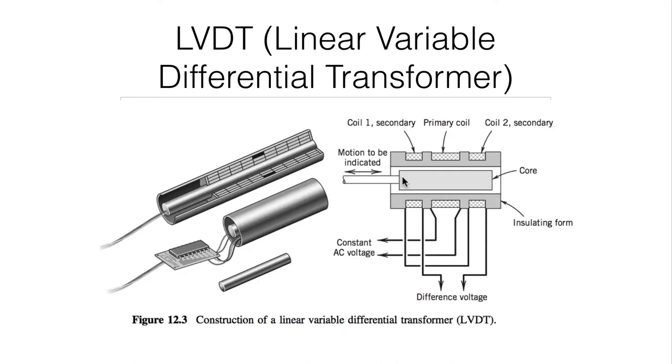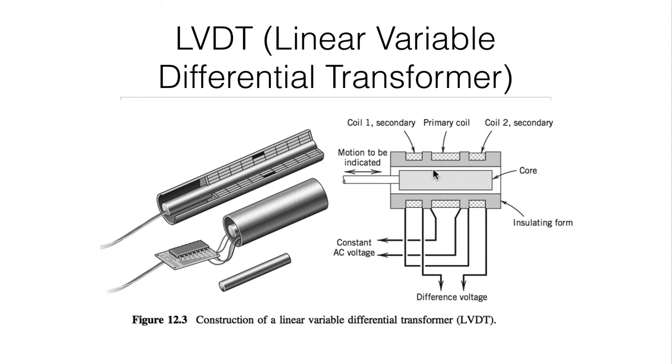If you need to measure position that's moving a little more often or moving a little faster, then you probably want a device that doesn't have that contact friction. And a linear variable differential transformer, or LVDT, is a device like that. It takes advantage of the idea that if I have transformer coils and I run a constant AC voltage through this primary coil here, then these secondary coils will pick up an AC voltage that depends on the current that's flowing in the primary coil.